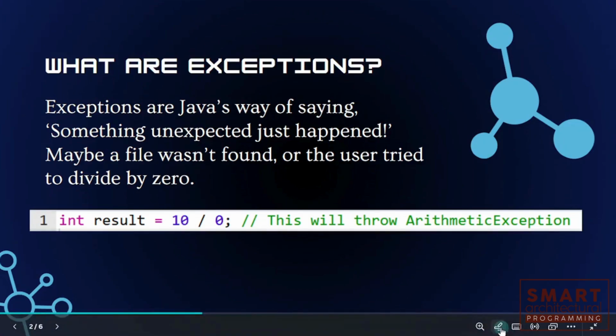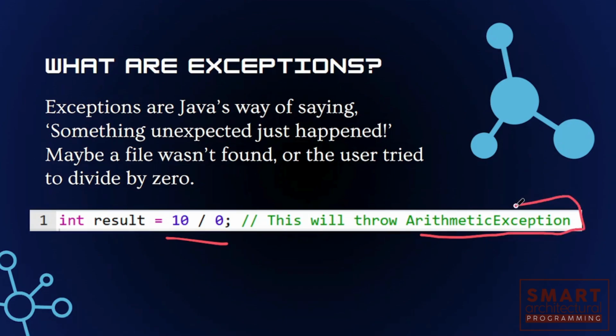And as you can see here, let's bring our trusty marker and change the color to red to make it a little more apparent. When you divide 10 by 0, it's going to throw an arithmetic exception error. You can't divide anything by 0. And that is all an exception is. It's something that Java can't understand or can't process. This triggers the arithmetic exception error that I mentioned, and Java halts your program unless you handle it.